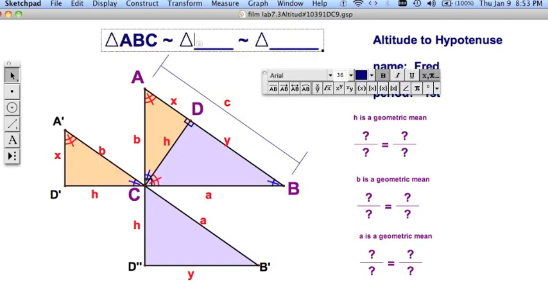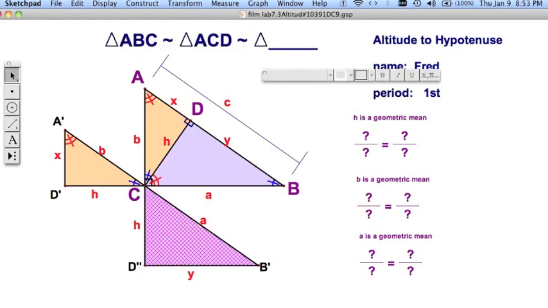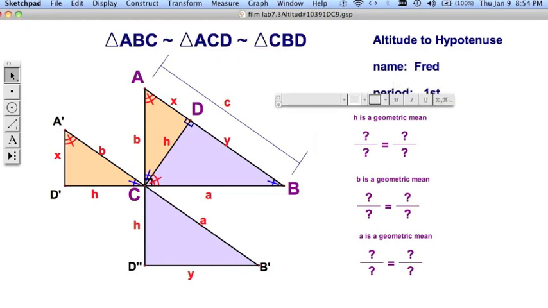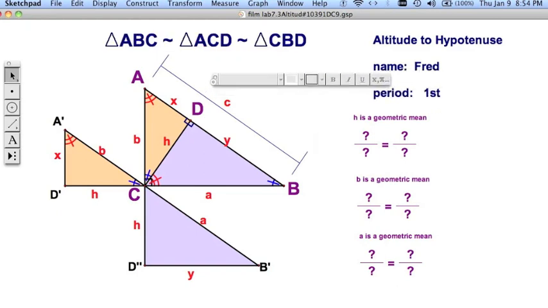Let's put that in there. Cap box, A, C, D. On this triangle, similar to C, B, D. So there you go. C, B, D. Well, that's one theorem down. Two to go.